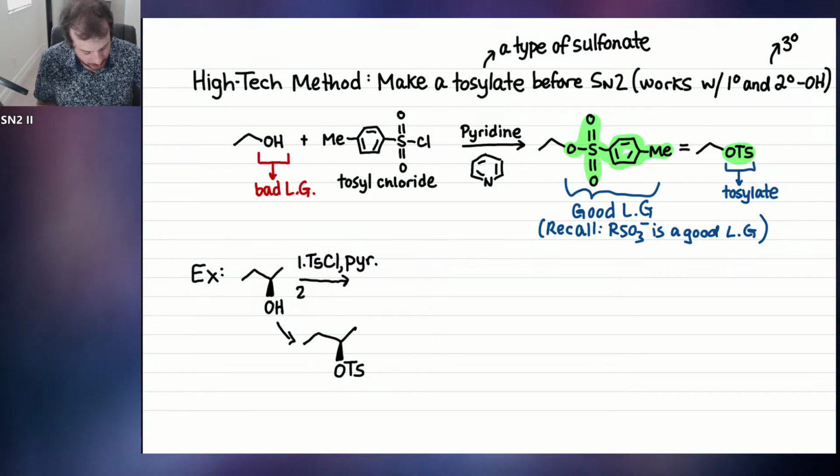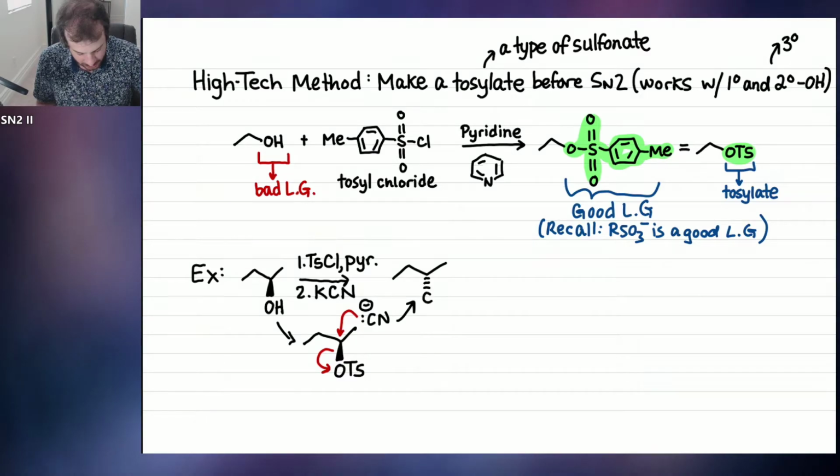Then in step 2, we can do an Sn2 reaction, so we can add a nucleophile, like, for example, KCN. Now the CN-, which is a strong nucleophile, will attack the carbon attached to the leaving group and kick out the leaving group in an Sn2 reaction. Remember, Sn2 reactions proceed with inversion of stereochemistry. So at the end of the reaction, we'll get this.